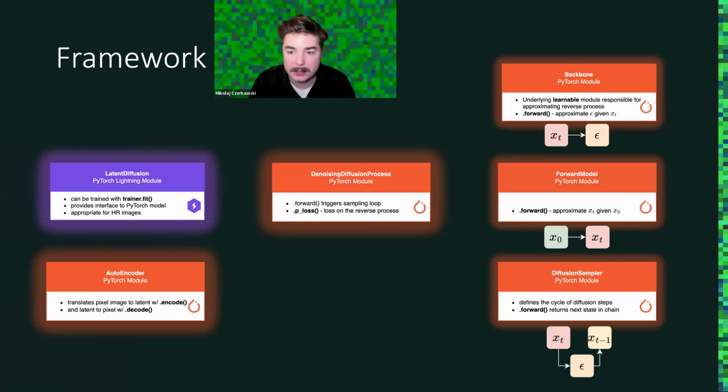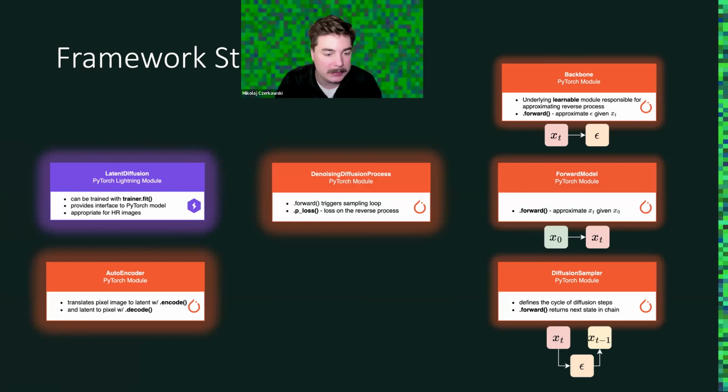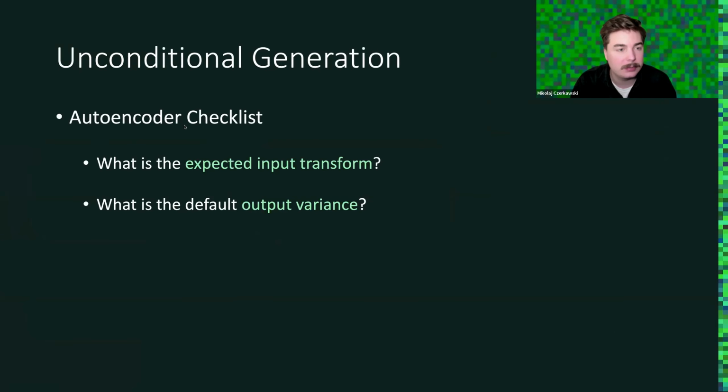Okay, and that's about it. Everything else stays basically the same. So for unconditional generation, first, before we do anything, whenever we import a new autoencoder that's supposedly been retrained on a dataset like ImageNet or something else that's relevant for us, something that we hope to work well with our images of interest, we want to check the expected input transform, so whether it expects something between 0 and 1, -1 and 1, or maybe some other type of normalization.